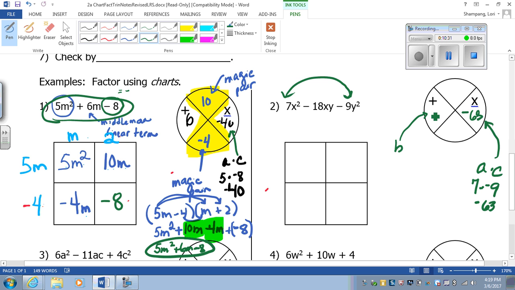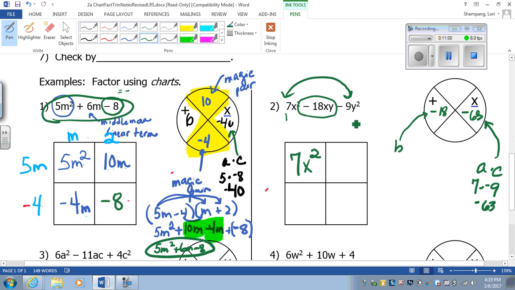Now we're going to go ahead and fill in our blocks. Here I maybe should have done that first, but we're going to take our A term and put it in first. The first block on the top left, so that's going to be 7x squared. And then my last term is negative 9y squared, so that's going to be negative 9y squared in the lower right bottom.